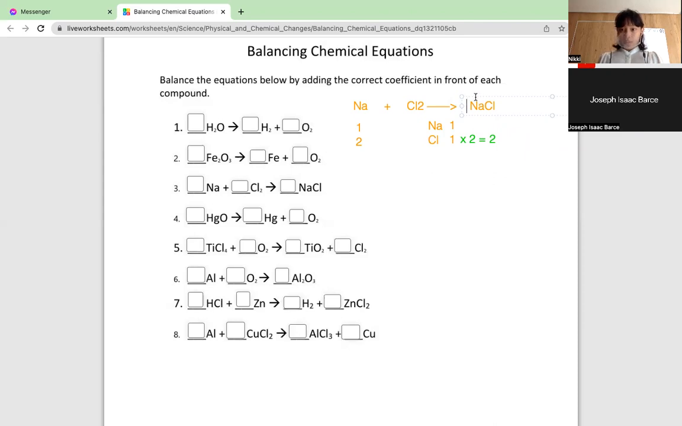Huwag mong kakalimutan. Magsulat ka lagi ng number dito para hindi mo malimutan. So, kailangan mo rin to i-multiply kay 2. So, how many sodium atoms do you have? 2. Right. And then, sa kabila din, kailangan i-multiply din sa 2 para mag-balance. So, you have to write number 2 here as well. Are they balanced now? Yes. Easy.